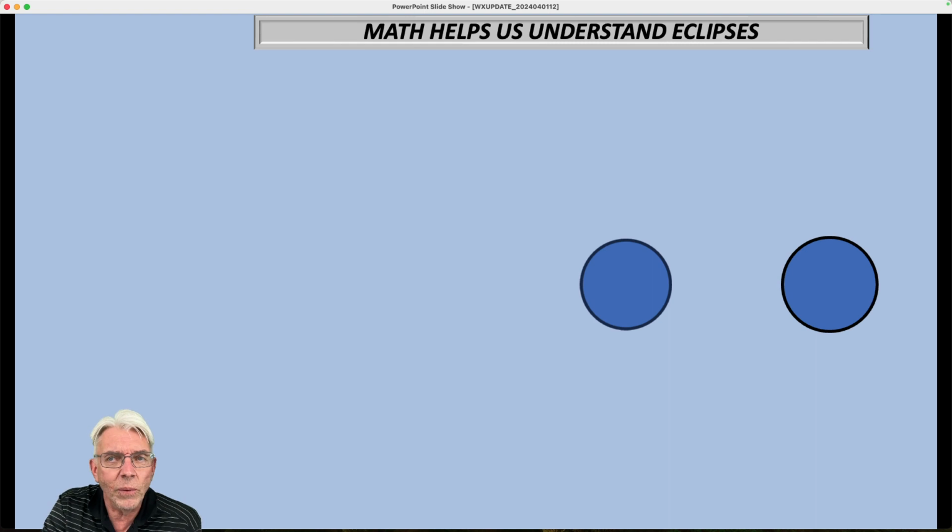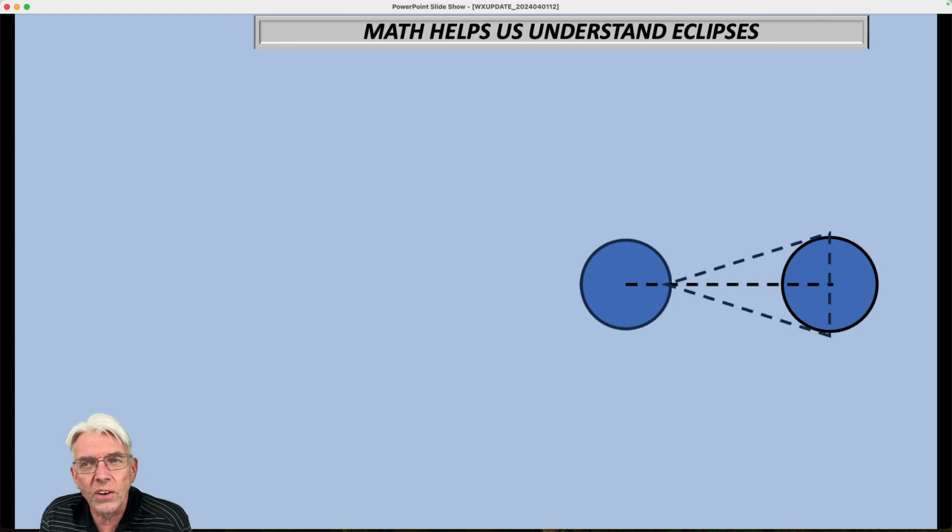So let's say we have two objects. The one on the left is the Earth, and the one on the right, let's just say for the heck of it that it's the moon. And so we have the distance from the center of the Earth to the center of the moon. And we have an observer standing on the surface of the Earth looking at the moon, and you can look at the moon in a couple of different ways. You can look at it as the diameter across it, which is the actual distance, or you can look at it as the angular distance.